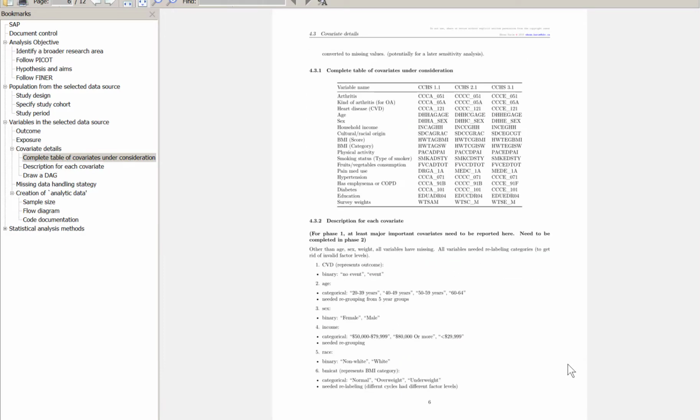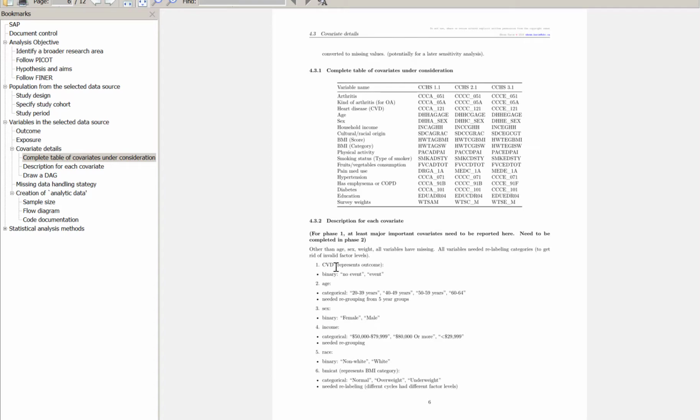Alright, so the next step is, since I know the variables, I just list all of the variable names from each of these different sources. So obviously arthritis information is collected in all of these 3 data sources, but the names are slightly different, and in the SAP I have listed all of these names that are collected from all of these different 3 data sources.